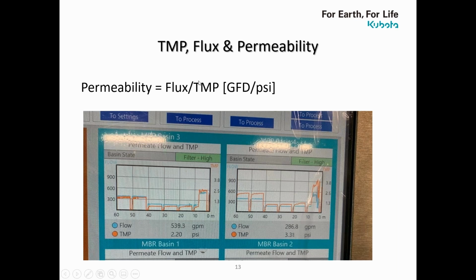But permeability is flux divided by TMP, because if you have a higher flux rate or flow rate, the TMP is also higher. So TMP itself sometimes doesn't indicate the fouling, because a higher flow rate, flux rate, gives a higher TMP. So we divide the flux rate by TMP to identify where the membrane is, in a term called permeability. For 1 psi of pressure, how much flow can we have? That's the permeability.